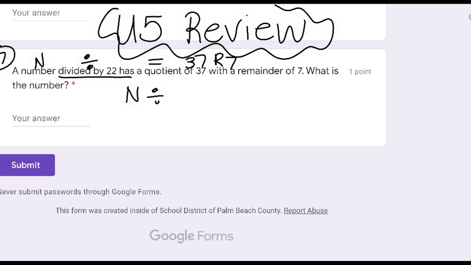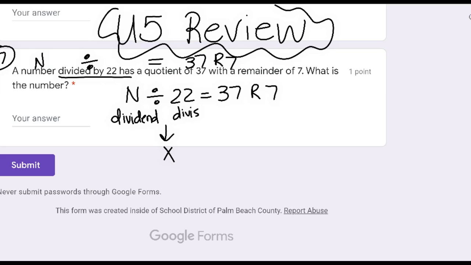n divided by 22 equals 37, remainder 7. Now, since we're trying to find that n, remember, in this case the n is our dividend, and since we're missing the dividend, we are going to do the inverse, which means I'm changing that division into multiplication, and the things I'm multiplying are my divisor and my quotient. And this is my remainder. I'm not going to use my remainder yet.